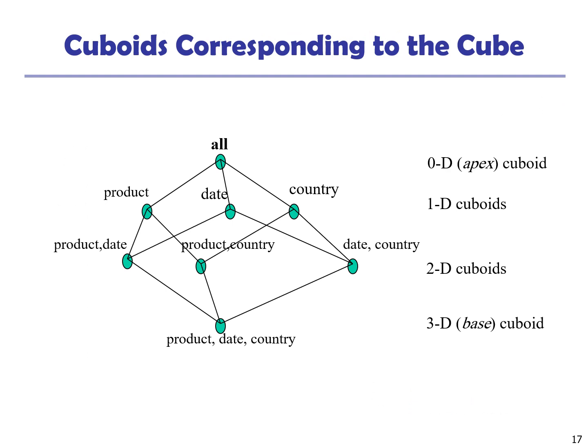So these are the cuboids corresponding to the cube that we just discussed. This is the apex cuboid. So we have product, date, and country, and then we look into date and country, product and country, product and date. This will be the first 1-D, this will be the second 1-D, and here the base cuboid combining all of them.